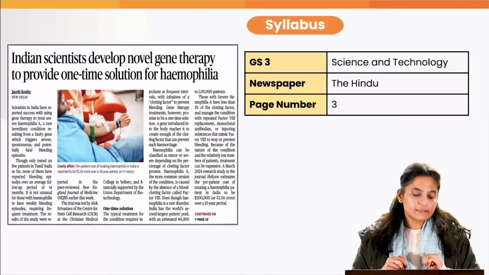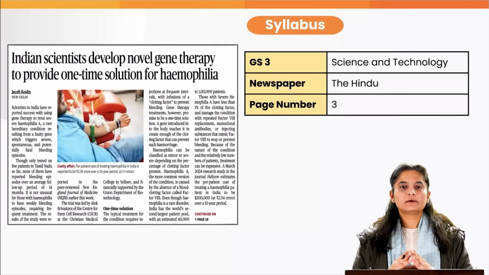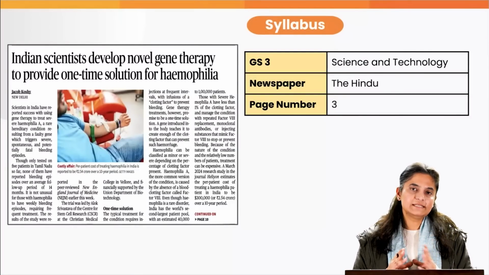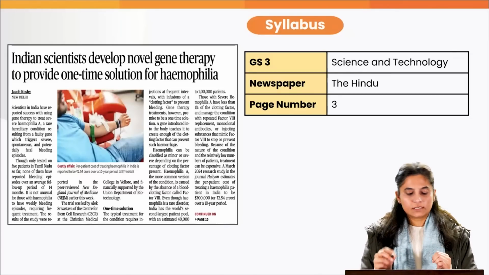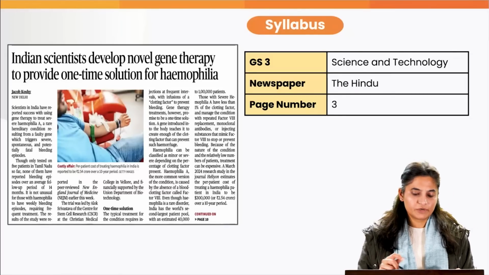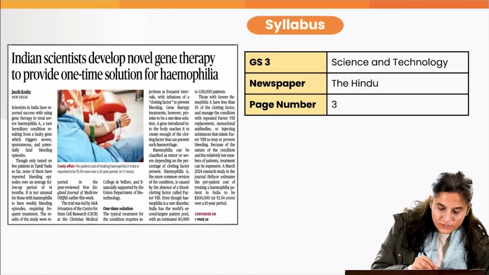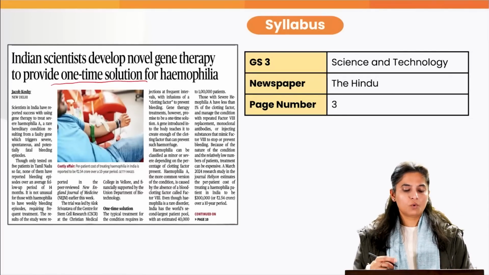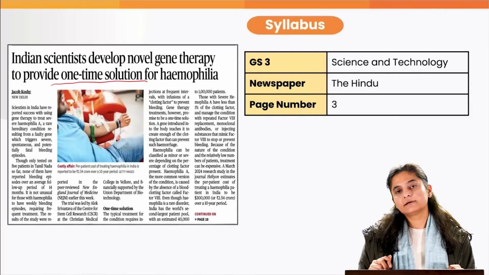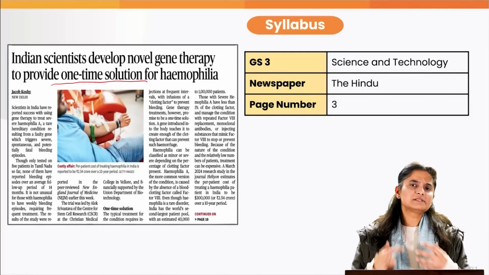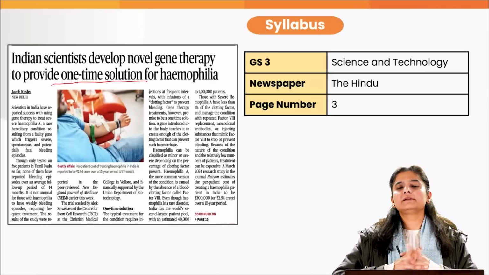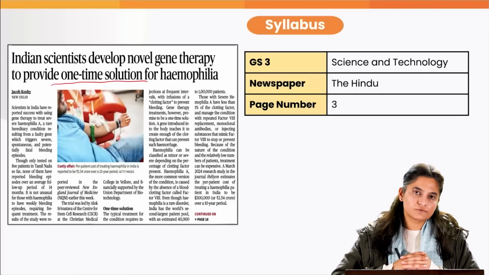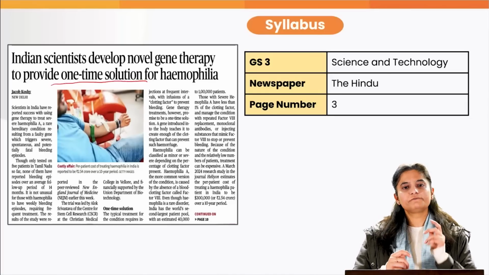Now the next article. Indian scientists have successfully developed a novel gene therapy for Haemophilia, which is a blood disorder, a genetic disorder, a rare disease, and it is a one-time solution. Why? This is the highlight of the day, a one-time solution, because whoever suffers from this rare disease has to constantly and frequently take injections. Injections of what? Infusions of factor 8.